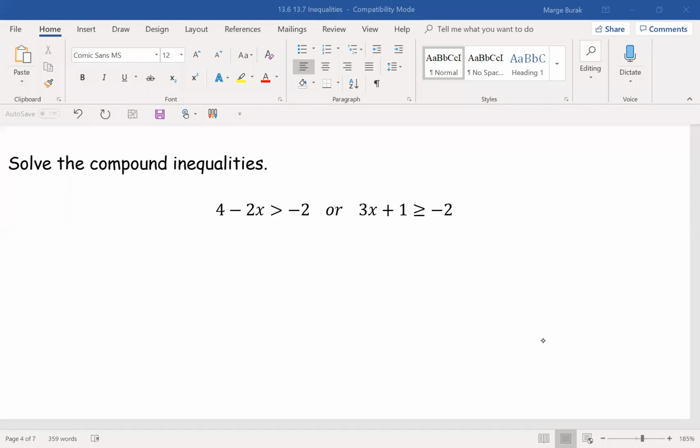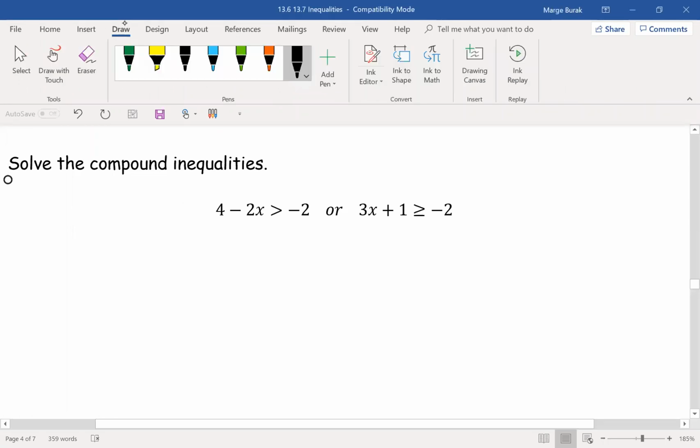Okay, let's do another one. Solve the compound inequality. Okay, so we're looking at OR, which means union, which is usually, not always, but usually a bigger set. Okay, so let's take, and we're going to solve the left side for x.